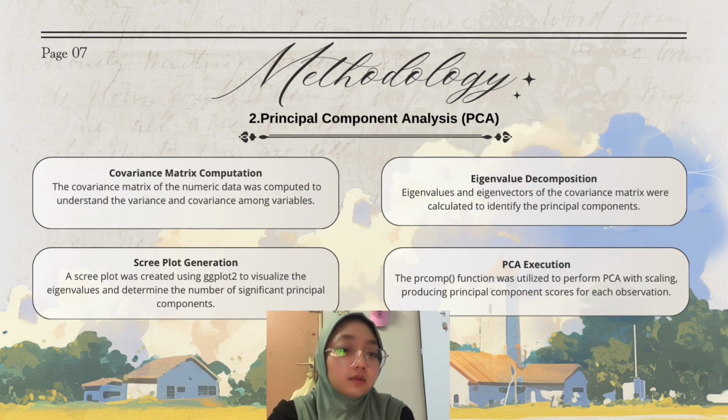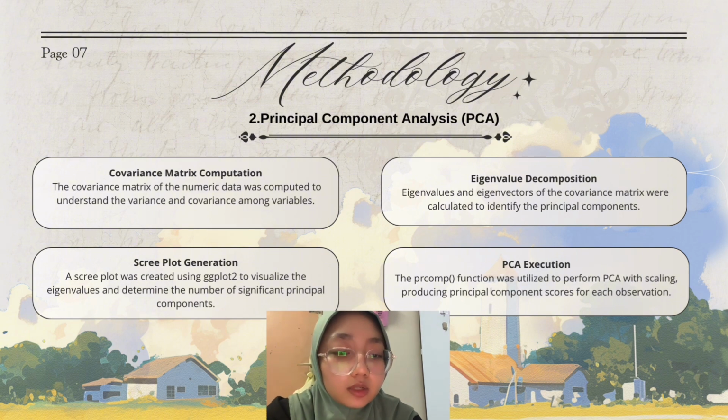The second thing that needs to be in the code is principal component analysis, known as PCA. We need to compute the covariance matrix, where the covariance matrix of the numeric data was computed to understand the variance and covariance among variables. And the second is eigenvalue decomposition. Eigenvalues and eigenvectors of the covariance matrix were calculated to identify the principal components.